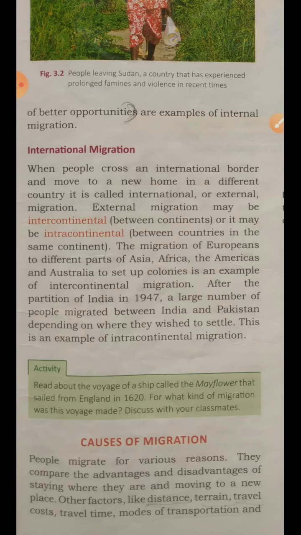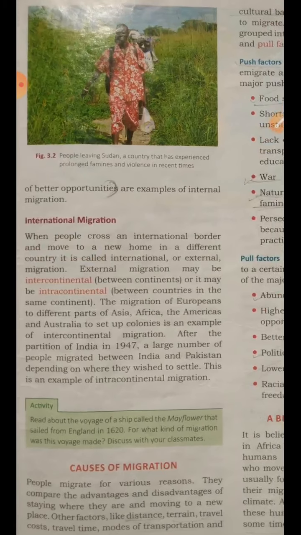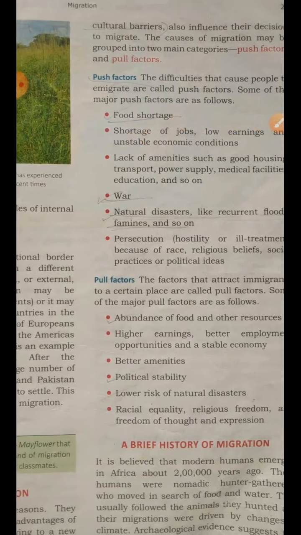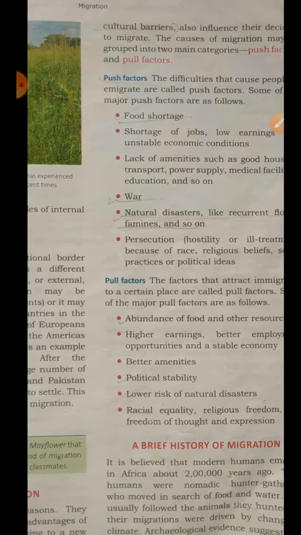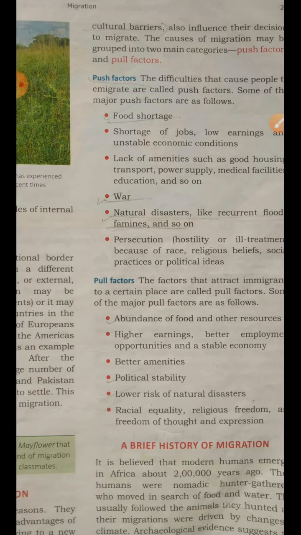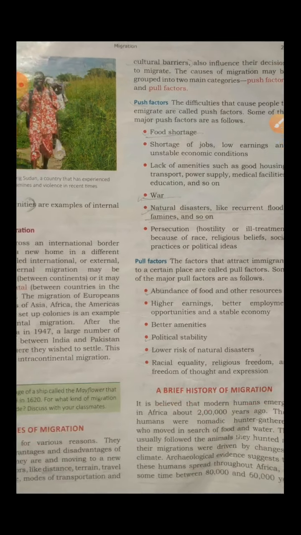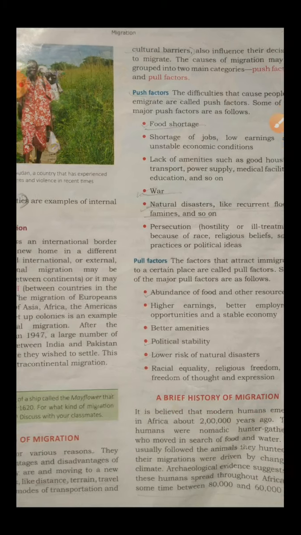Causes of migration. People migrate for various reasons. They compare the advantages and disadvantages of staying where they are and moving to a new place. Other factors like distance, terrain, travel cost, travel time, modes of transportation, and cultural barriers also influence their decision to migrate. The causes of migration may be grouped into two main categories, that is push factors and pull factors. Push, you understand, forces out, and pull, you understand, attracts in.